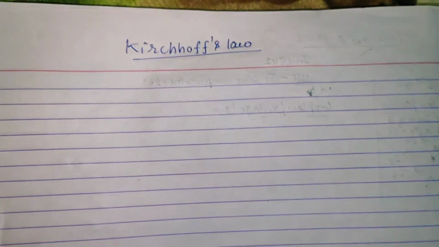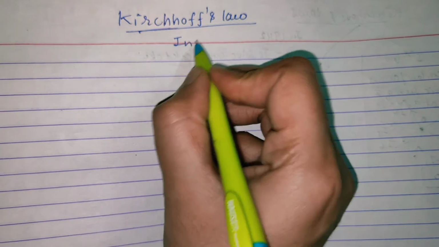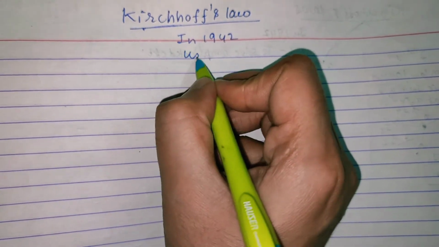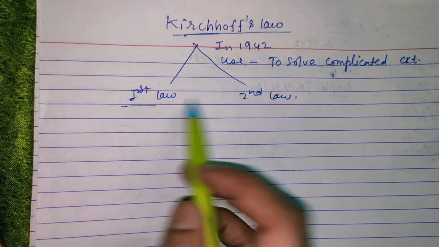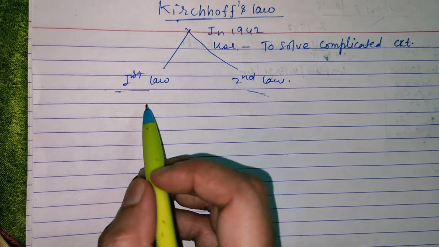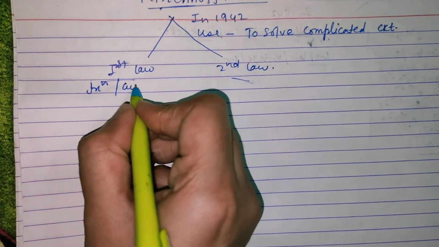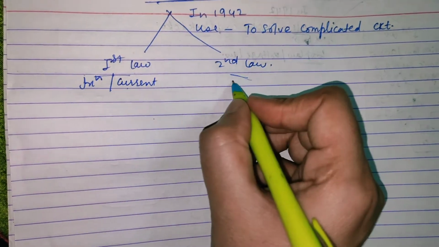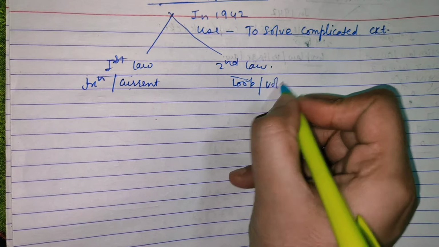Hello student, today we study Kirchhoff's law given by Kirchhoff in 1942, and the use of this law is to solve complicated circuits. There are two laws, first law and second law. The first law is also known as the junction law and current law, and the second law is known as the loop law and voltage law.